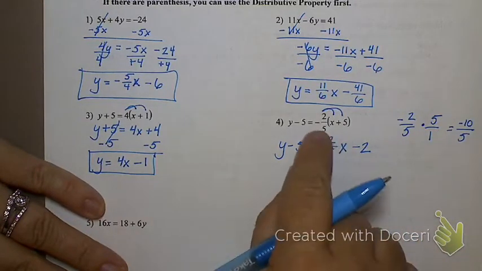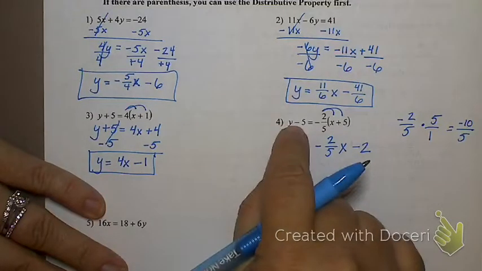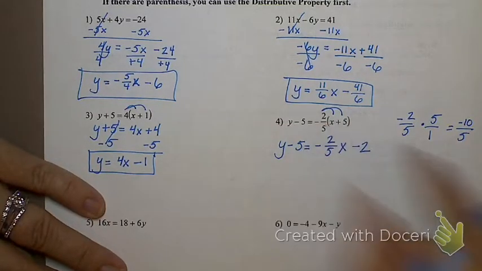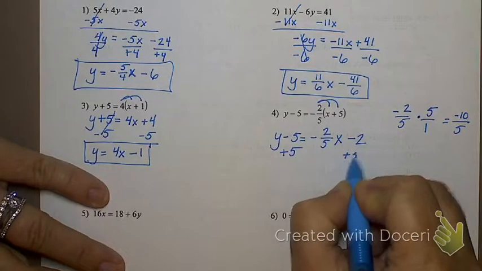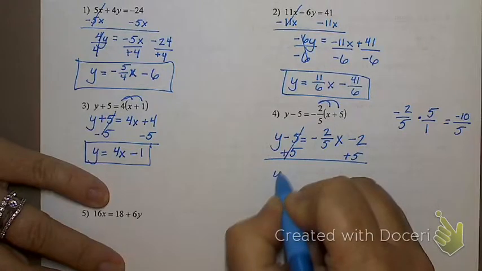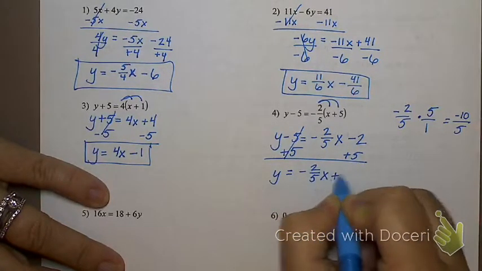If it didn't, I could multiply both sides by 5 first. I'd have to multiply both things over here by 5. And then I could distribute the 2. That would make life a little nicer. So last step, I'm going to add 5. Y equals negative 2/5 x plus 3.